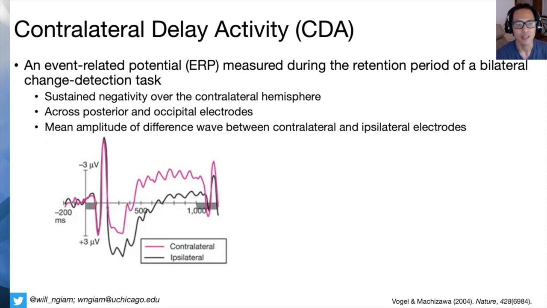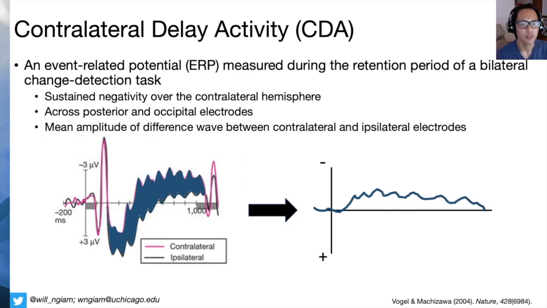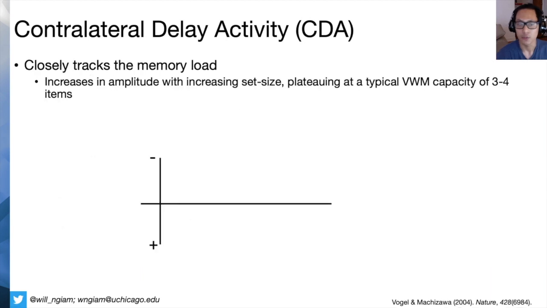And what we observe is a sustained negativity over the contralateral hemisphere, so on the side opposite to the cued side. And you can see that in the figure I pulled from Vogel and Machizawa. And we see this negativity over the posterior and occipital electrodes, so towards the back of the head. And what we do is we calculate the mean amplitude of this difference wave between the contralateral and ipsilateral electrodes. And this event-related potential has been very useful.